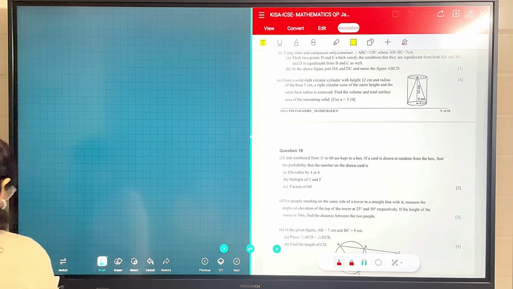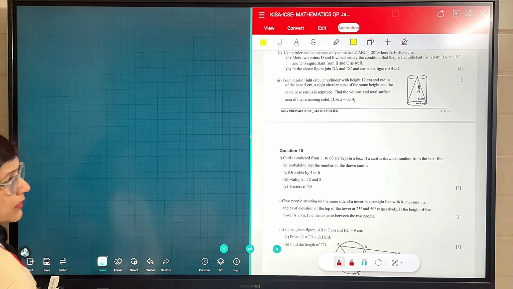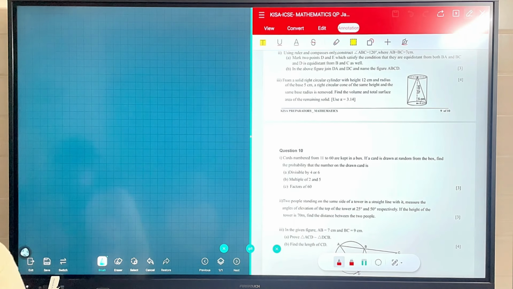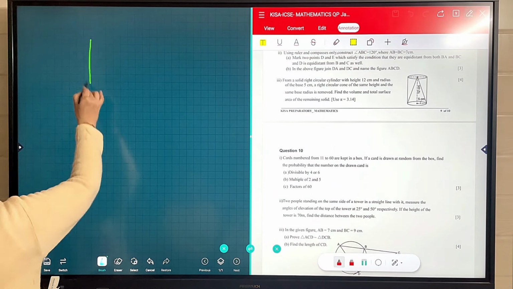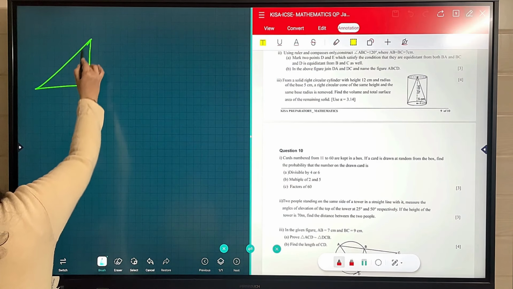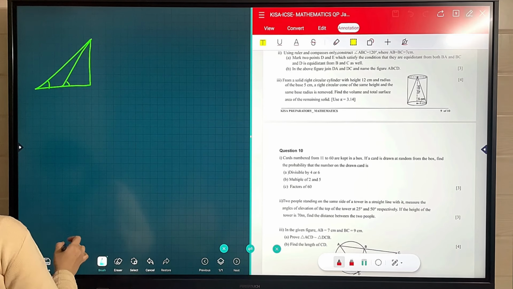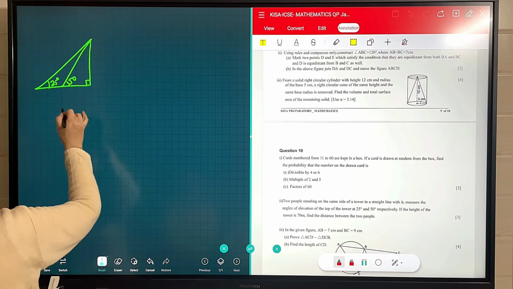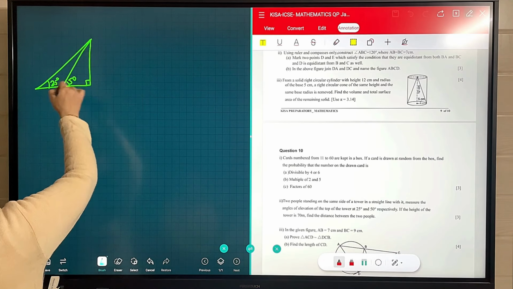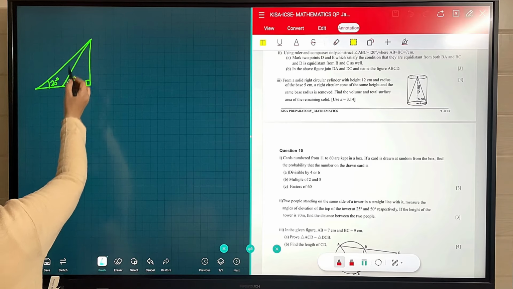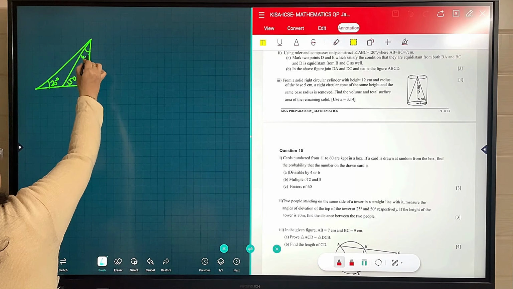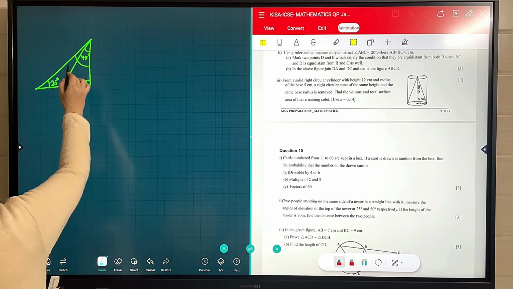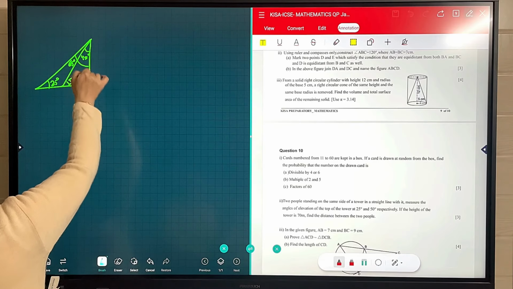Two people standing on the same side of the tower in a straight line with it, measure the angle of elevation at the top of the tower at 25 and 50 degrees respectively. So here this is the tower, two people are standing, they are making angles of 25 degree and 50 degree, but for simplicity we will not consider these angles. We will take the right angle triangle, and if this is 90, this is 50, we will take this as 40. If this is 90, this is 25, then this angle for the bigger triangle will become 65. We will take like this.